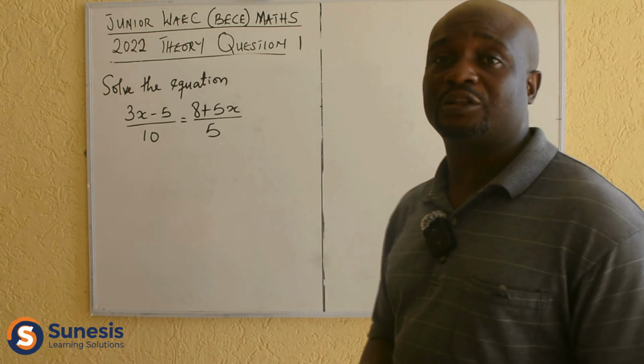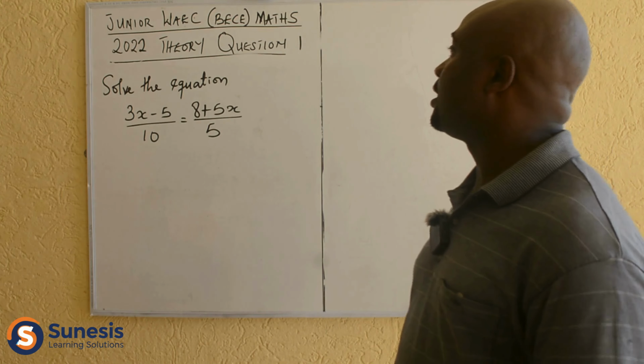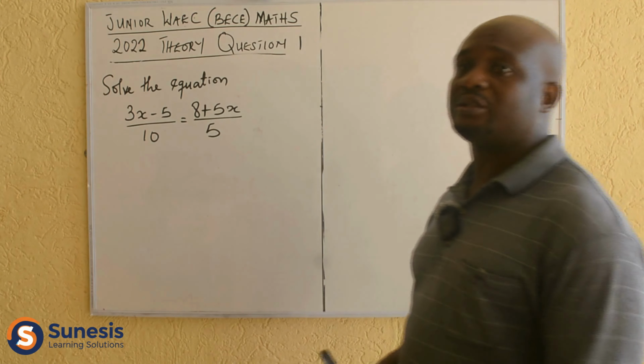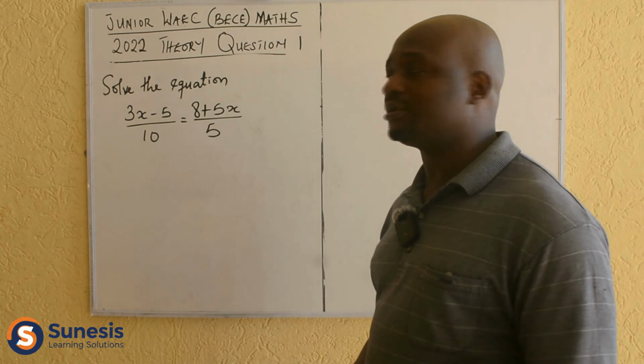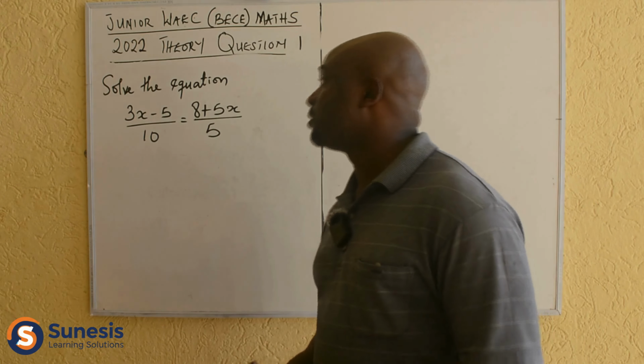Today we'll be continuing our junior YEC mathematics series, and today we'll be looking at 2022 theory questions. And we're starting with question 1. And question 1 says, solve the equation on the board.